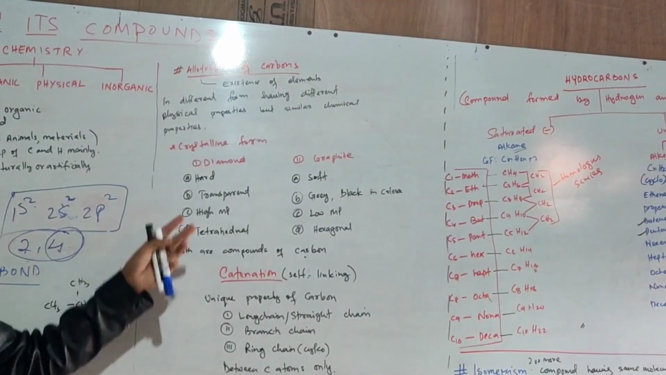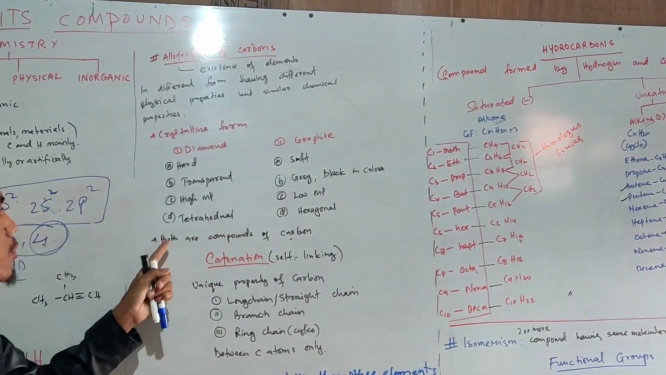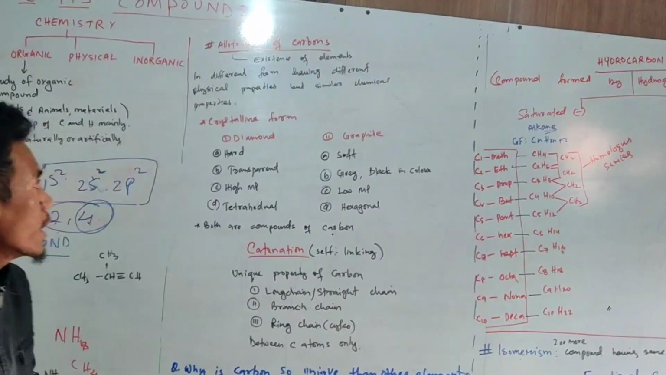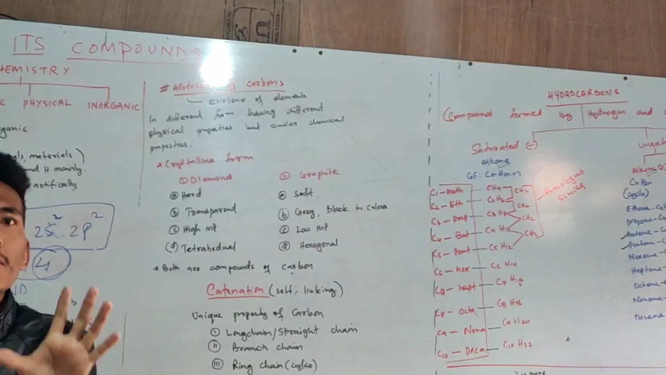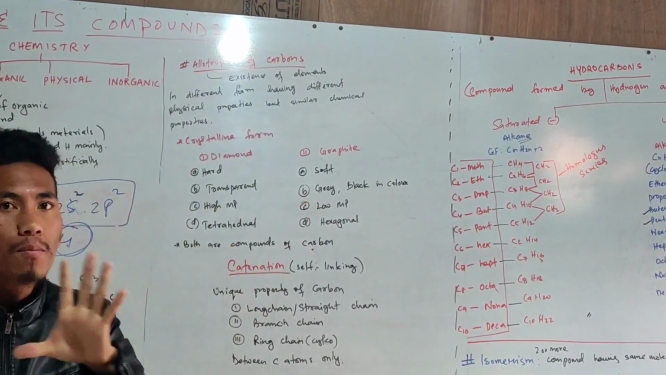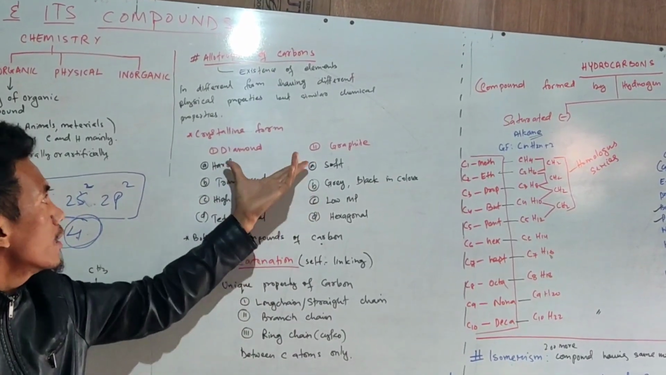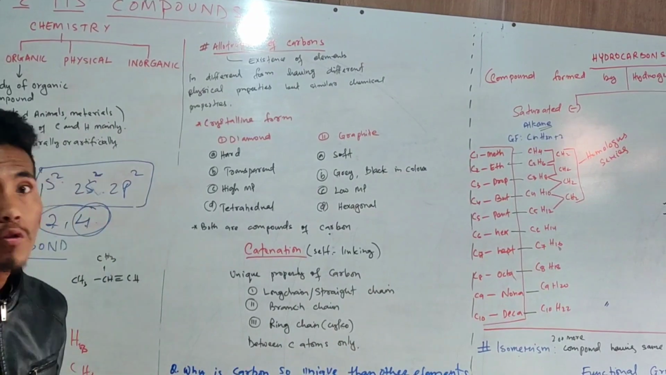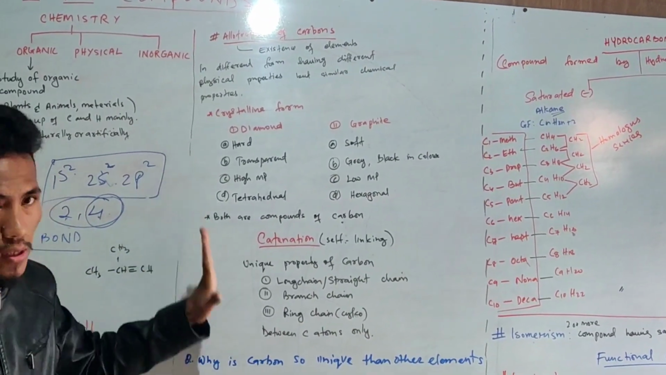Both diamond and graphite are allotropes of carbon, because even though they have different physical properties, they are both made up of carbon. So they are allotropes of carbon. There are other allotropes of carbon, fullerenes also. We're not going to study that.